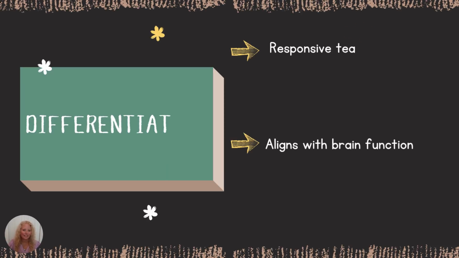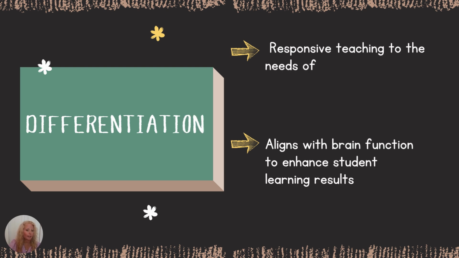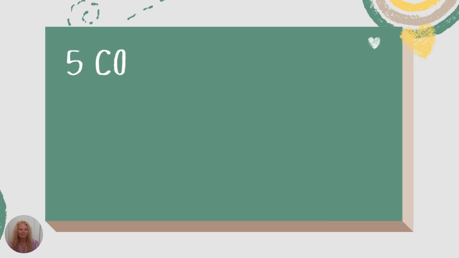What is differentiation? It's a buzzword we sometimes hear about in the field of education, but let's figure out what it really means. Simply put, differentiation is responsive teaching, or tailoring instruction to the specific needs of each student and how they learn best. Educators who incorporate neuroscience findings into their teaching strategies can design lessons that align with natural brain functions, which enhances student comprehension, memory, and learning results.